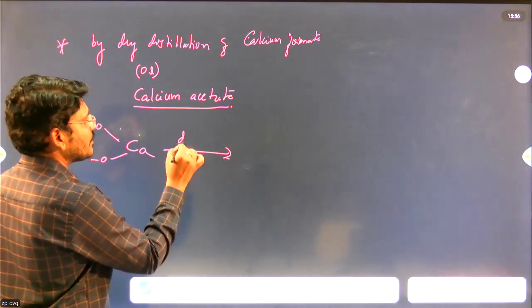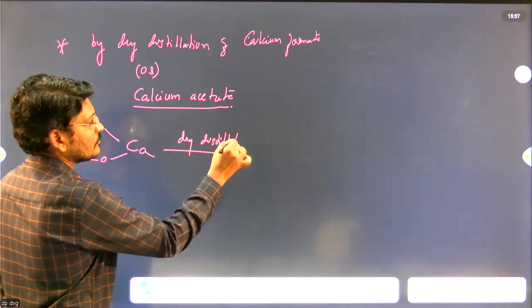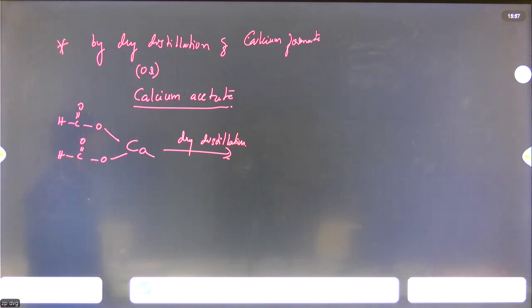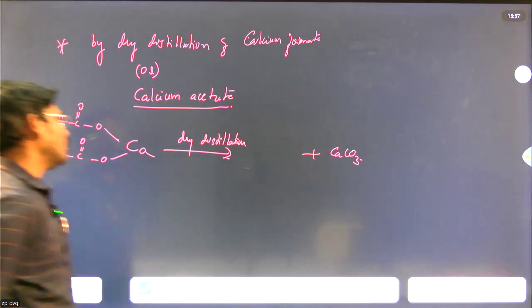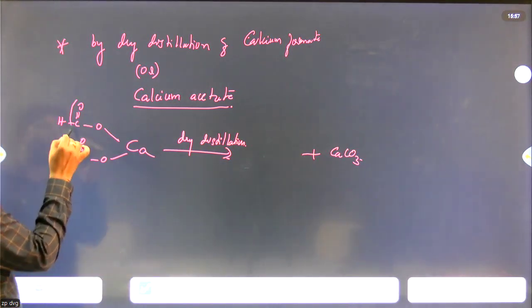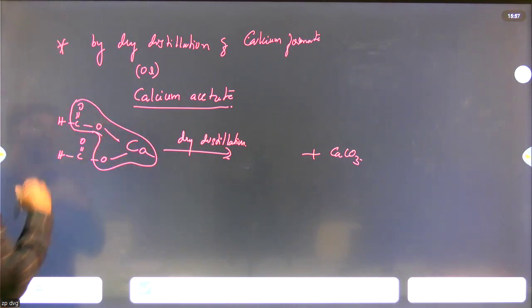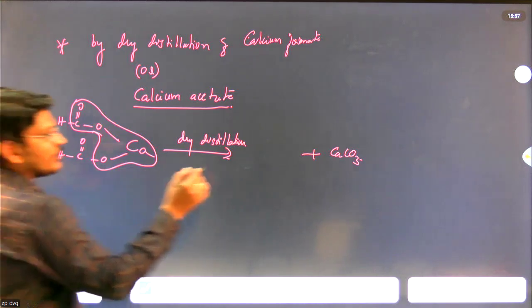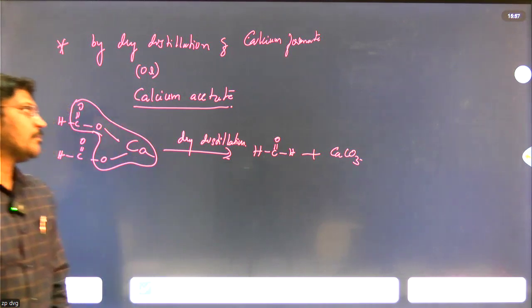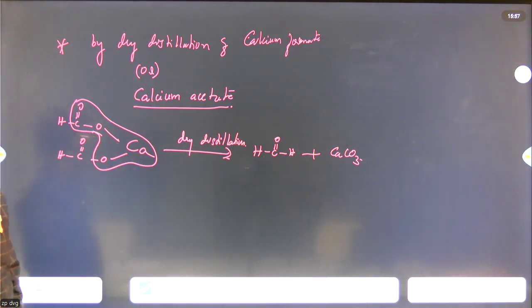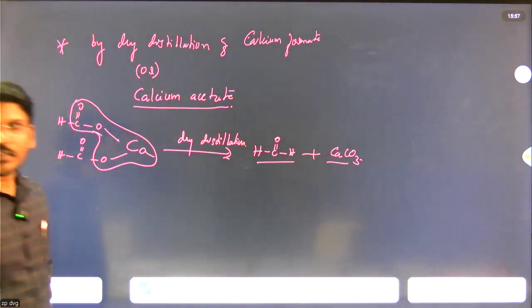When this one undergoes dry distillation, what happens? The removal of calcium carbonate will take place. How is the calcium carbonate removed? That is CaCO3, and the remaining part is HC double bond OH. So remember, when dry distillation of calcium formate takes place, it removes calcium carbonate. The remaining part is acetate.